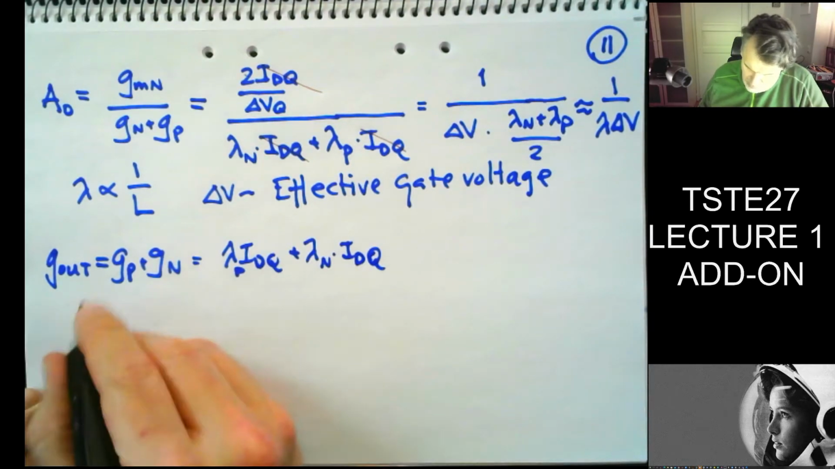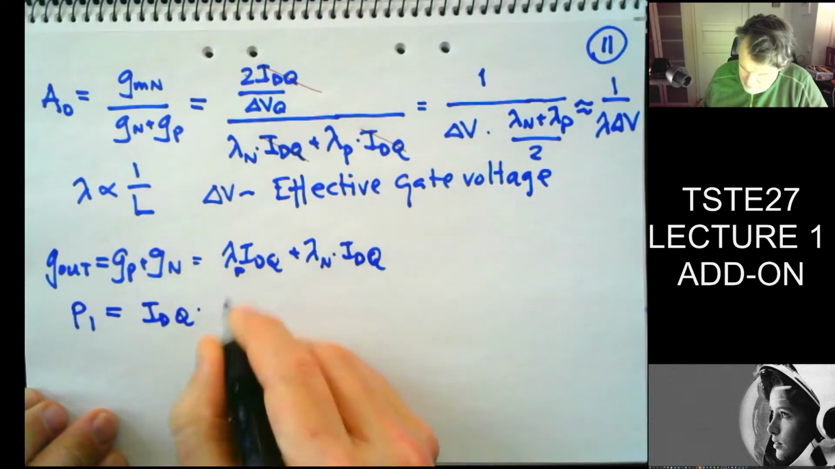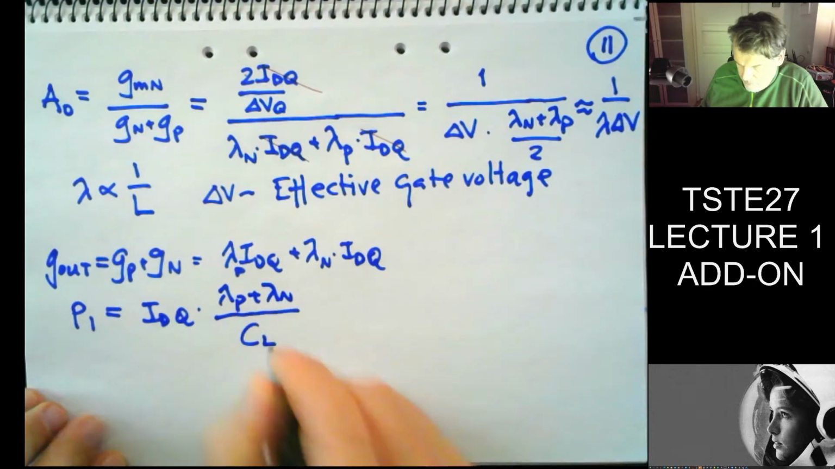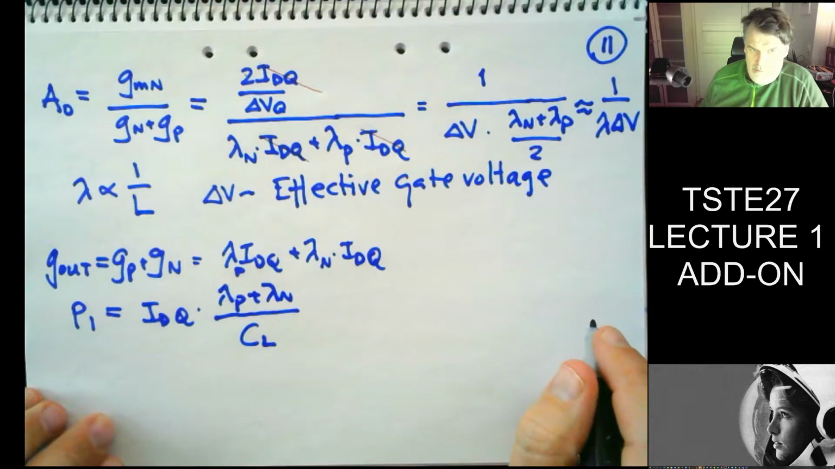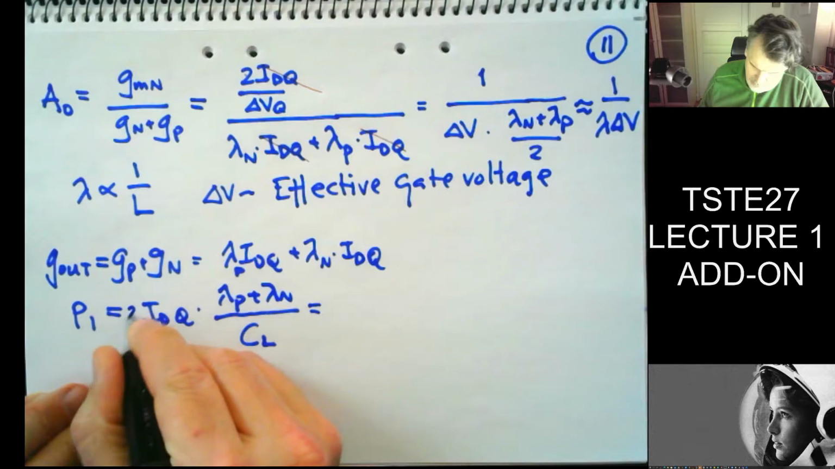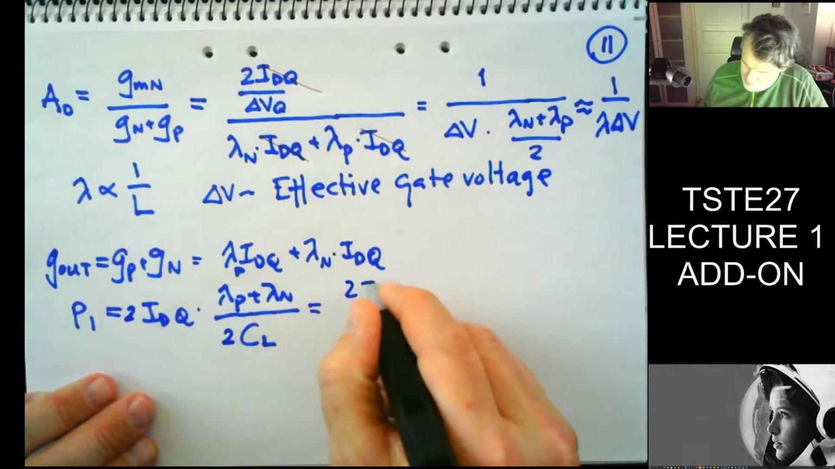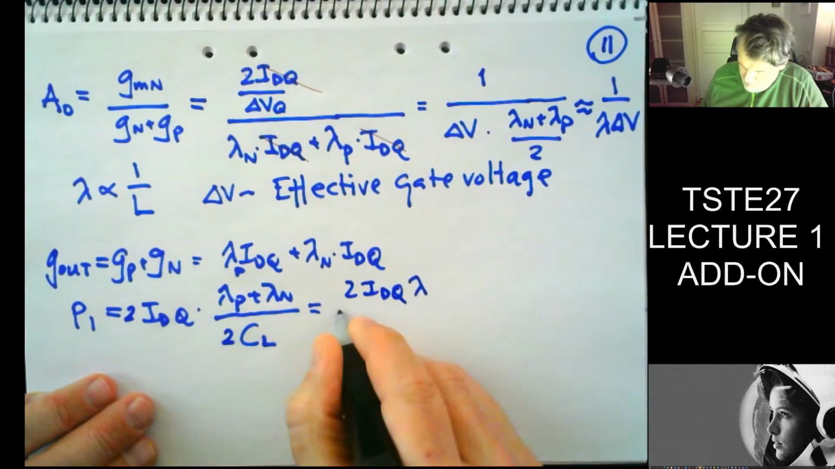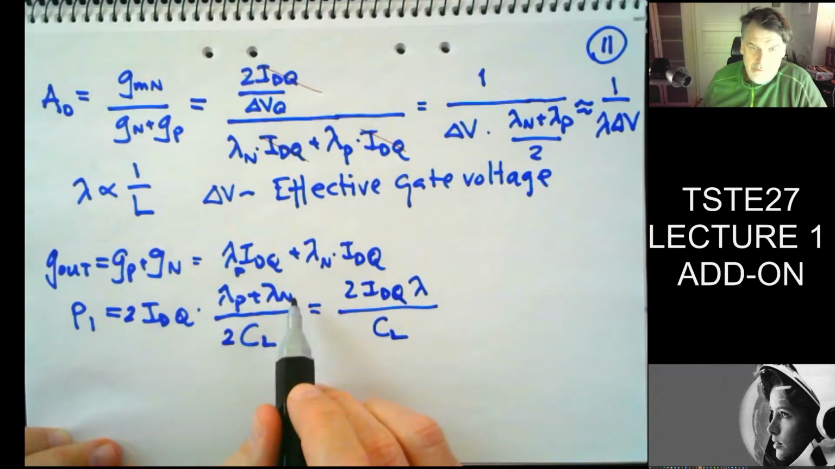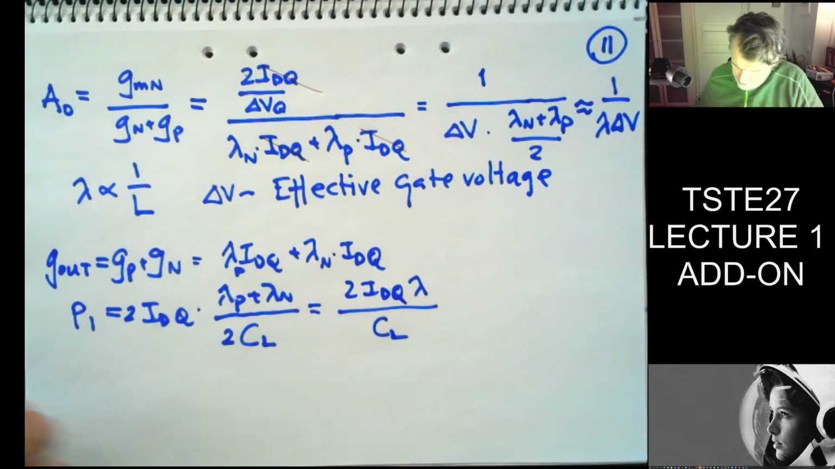And we find that the pole P1 is equal to IDQ times lambda P plus lambda n divided by C load. And that's equal to, we'll just introduce a 2 here and a 2 there. So that's equal to 2 IDQ lambda divided by CL. So I take the average value here again, and then I get the term, and I can identify components here also shortly.